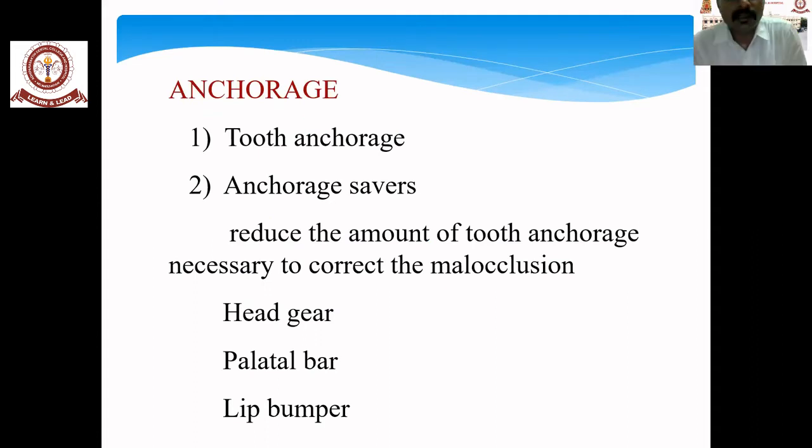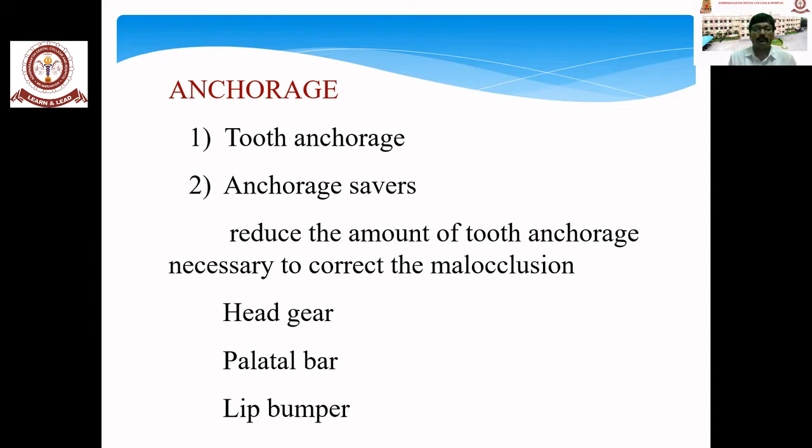So again, you have to understand that tooth anchorage can be used, and then you have something called anchorage savers. Anchorage savers are those extraoral sources that have been used to reinforce the anchorage. What these anchorage savers do is reduce the amount of tooth anchorage necessary to correct the malocclusion. In fact, they avoid the teeth coming forward. So what are the anchorage savers? Your headgear can be used as an anchorage saver. A palatal bar, something like a transpalatal arch, can be used as an anchorage saver.